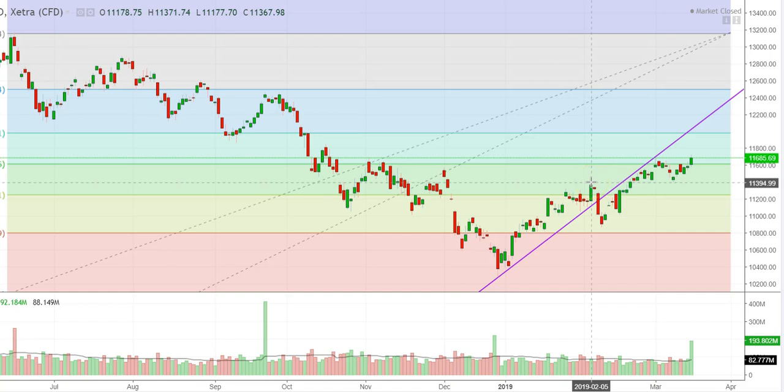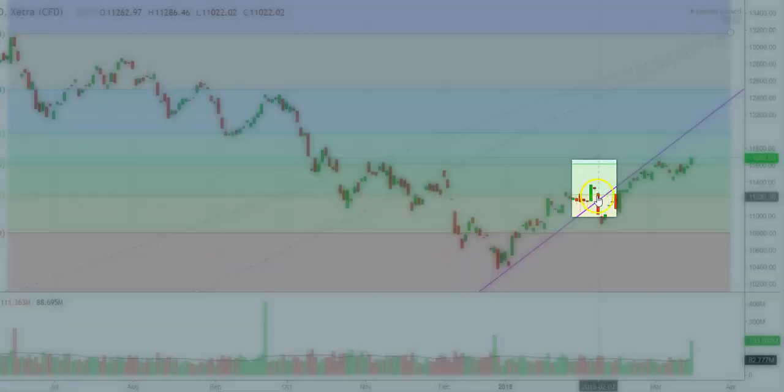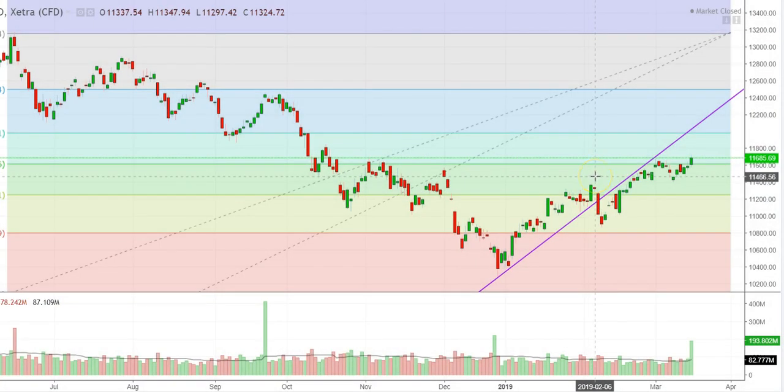Here you can see that till February 5th, 2019 DAX was moving above this median uptrend line, but a sharp downward move came after the formation of this shooting star, which created bearish pressure on DAX, and since then we can see the DAX is not able to break this median uptrend line. Here some consolidation is going on.